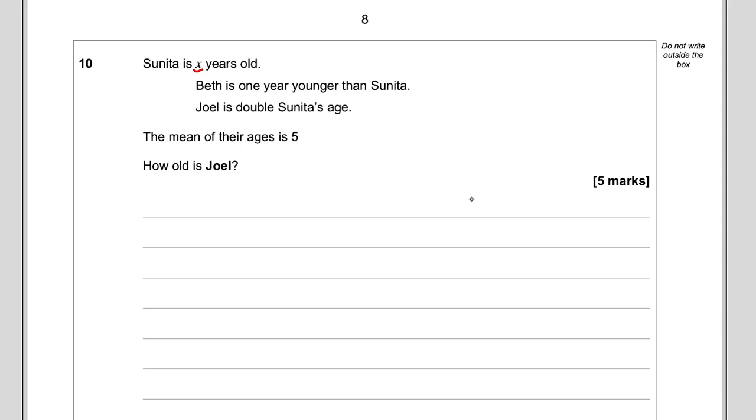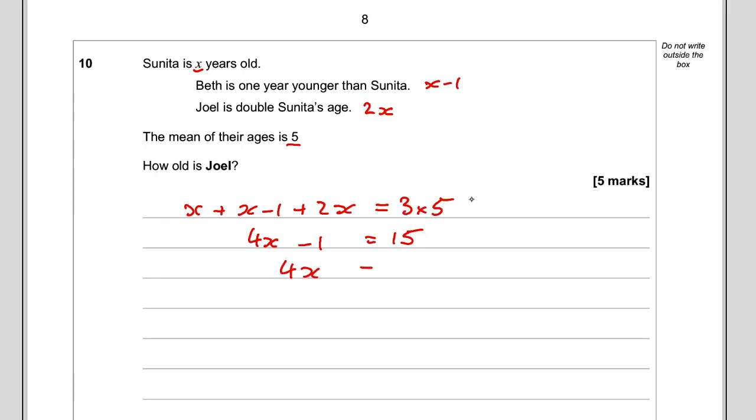Beth is 1 year younger, so that would be x minus 1. Joel is double Sunita's age, so that would be 2x. The mean of their ages is 5, so these 3 ages, x plus x minus 1 plus 2x, have to add up to 3 times the mean. So x plus 2x is going to be 4x minus 1, which has to be equal to 15. So that means 4x is equal to 16.